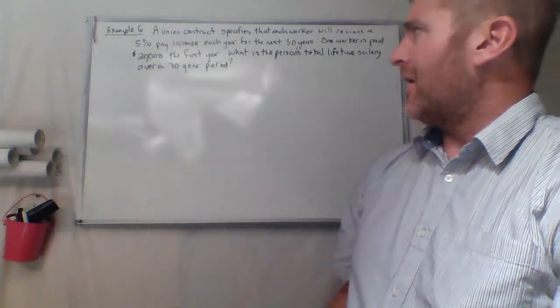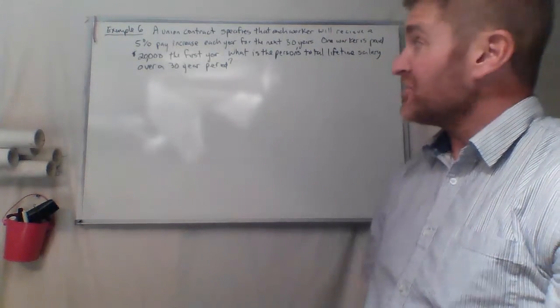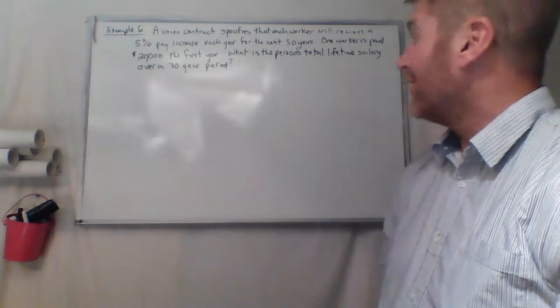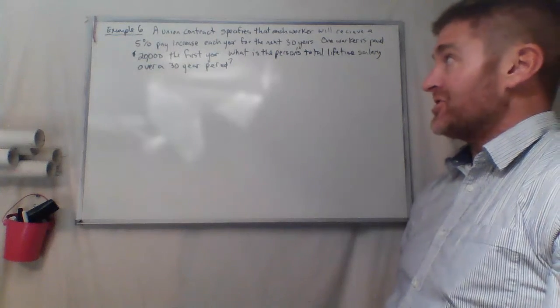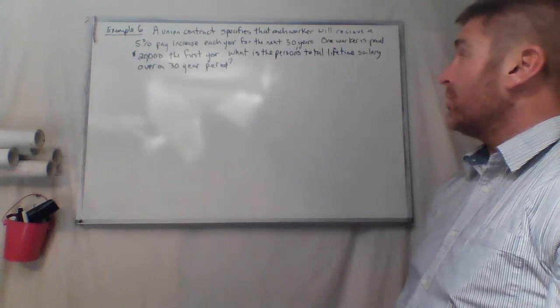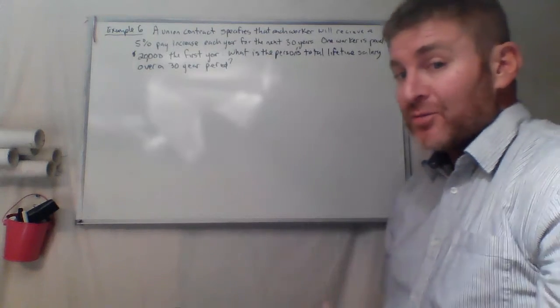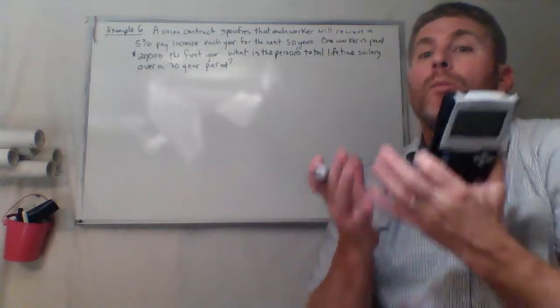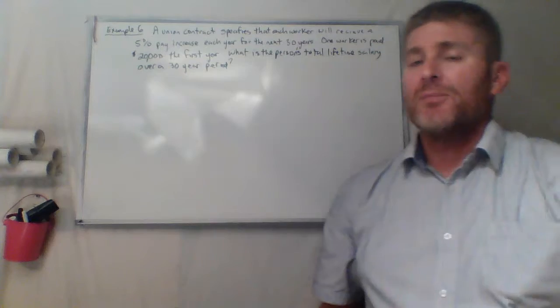Okay, guys. A union contract specifies that each worker will receive a 5% pay increase each year for the next 30 years. That's pretty big. One worker is paid $20,000 the first year. What is the person's total lifetime salary over a 30-year period? So that means, what did they make year 1, year 2, year 3, and put it all together? What did they make all together? So this is going to be a sum.